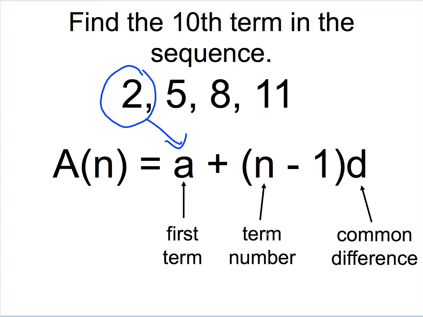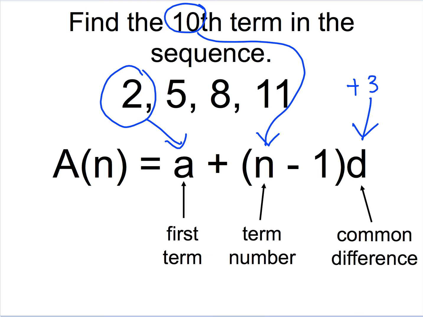N stands for the term number. That's the term number that we're looking for. So since the question asks for the 10th term, we are going to plug in 10 in place of n. And then D stands for the common difference. The common difference is simply the change, describing the pattern like we did earlier. So we already said that it's plus 3.